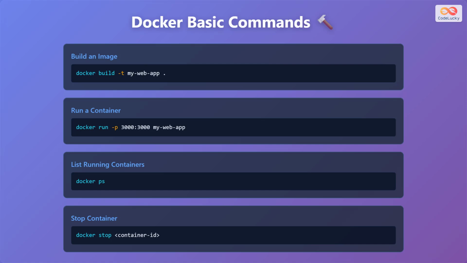To run a container from an image, you use the command docker run -p 3000:3000 my-web-app. This command runs a container from the my-web-app image and maps port 3000 on your host to port 3000 in the container. To list all running containers, type docker ps. This command displays information about the currently running containers.